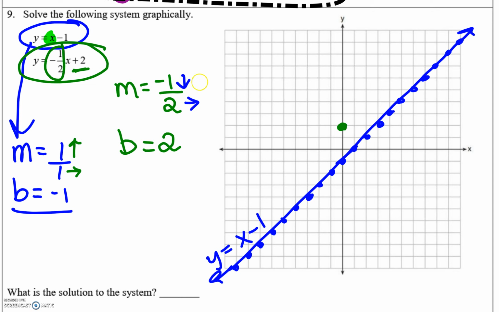Remember, the top number tells you up or down, and the bottom number tells you to the right. So I'm going down 1, right 2, down 1, right 2, and continuing. Then the opposite direction, up 1, left 2, up 1, left 2, and continuing. I'm going to connect all those dots and write the equation on the line.